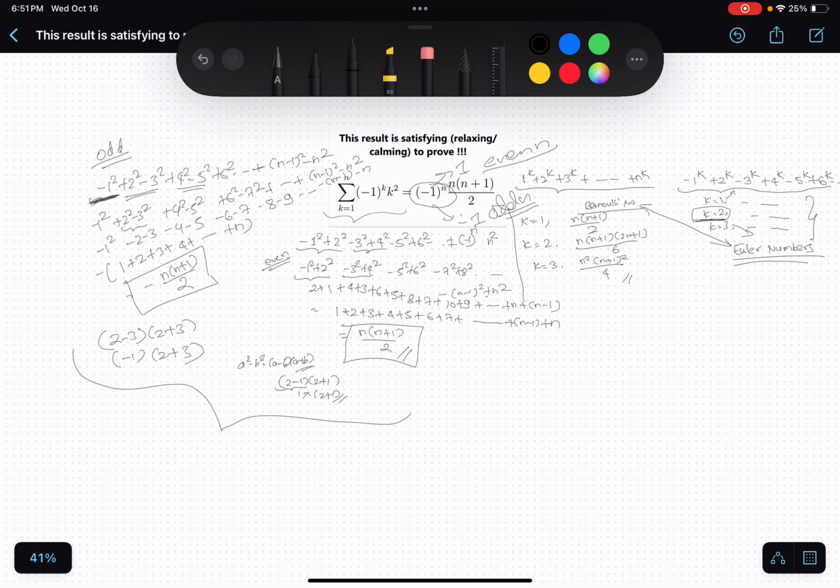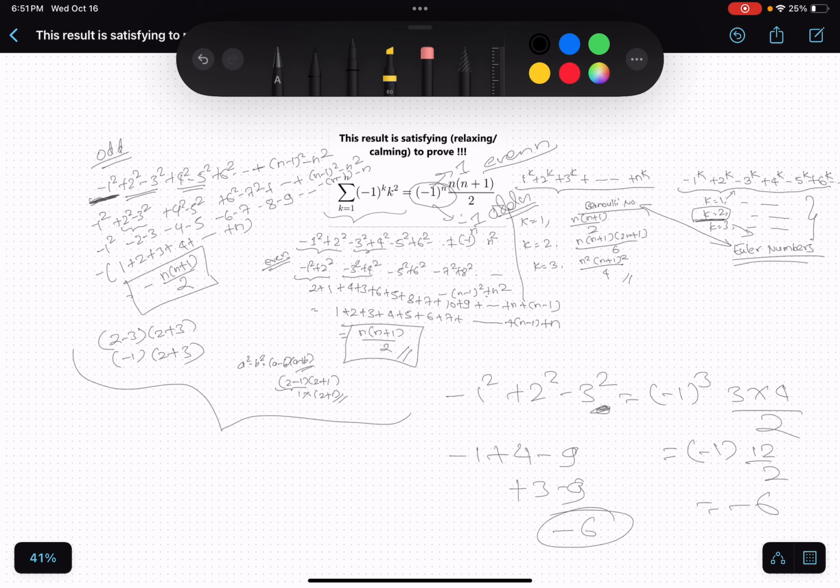If you want to check it, let's say I want to find this sum, minus 1 square plus 2 square minus 3 square. Since now the sum should be minus 1 to the power 3, 3 into 4 by 2, this should be minus 1 times 12 by 2, which is minus 6. So let's check. Minus 1 plus 4 minus 9, minus 3, oh wait, this is plus 3. Plus 3 minus 9, which is minus 6. So this works. Now let's check for another number.